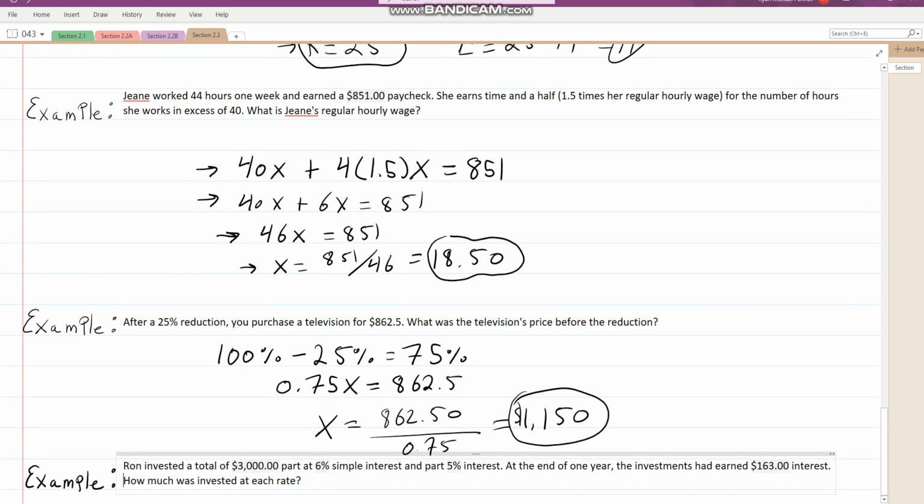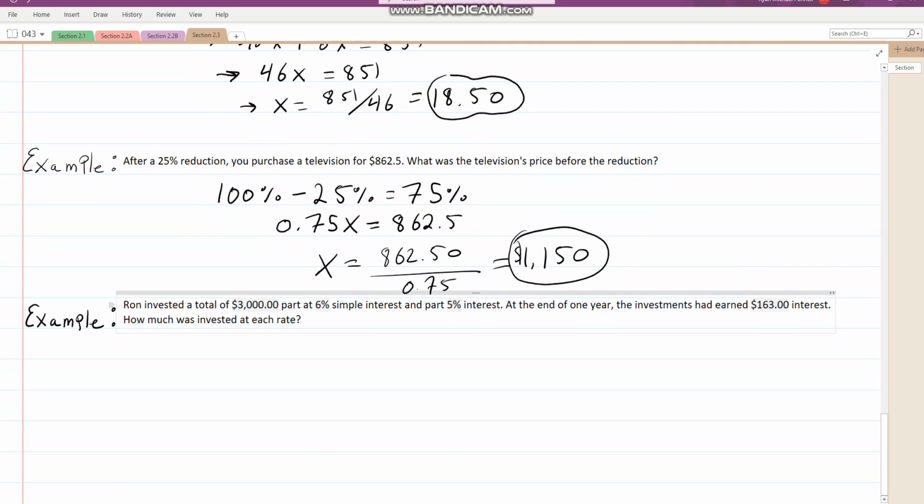Okay, last problem is probably the hardest we're going to work through in this video. Ron invested a total of $3,000, part in a 6% simple interest plan and part in a 5% interest plan. At the end of the year, the investments earned $163 in interest. What was the investment in each of the accounts? So to do this, I'm going to set up two equations, and I'm just going to call one account X and the other account Y.